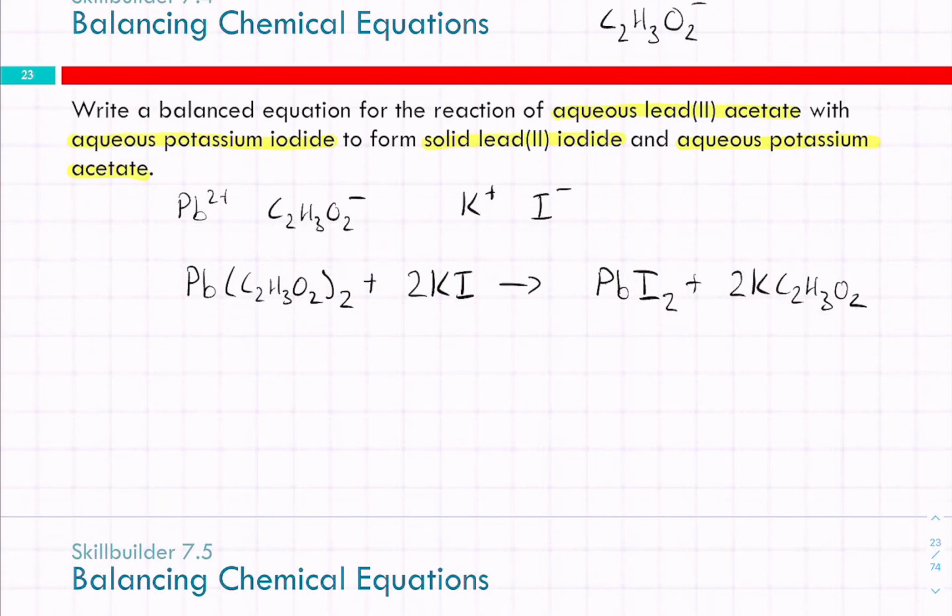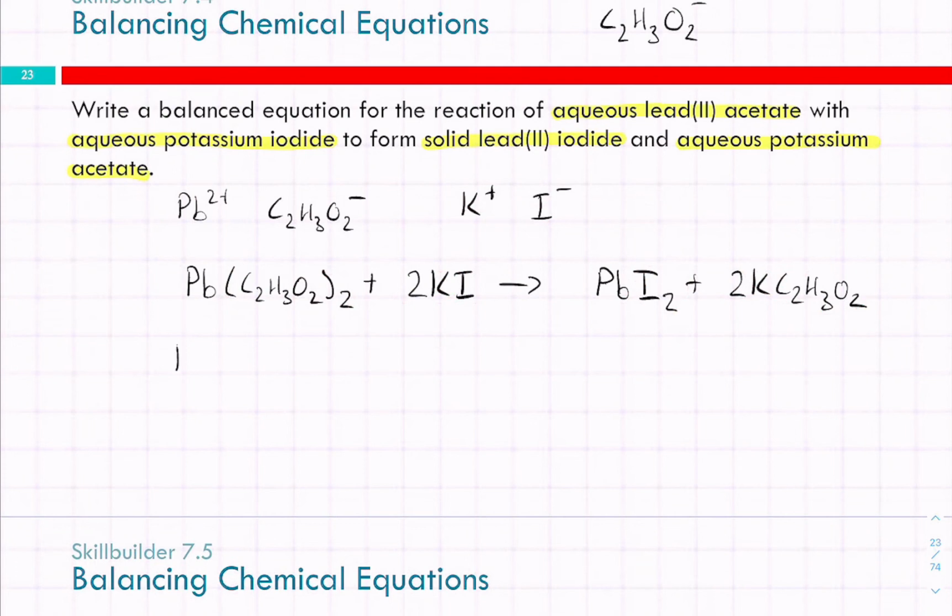So if there's no obvious starting place, start on the left, and then choose one of those two elements, follow that to wherever it's on the product side, balance it. Whatever it's bound to will change if you change something, and then we keep bouncing back and forth between the products and reactants until everything's balanced.